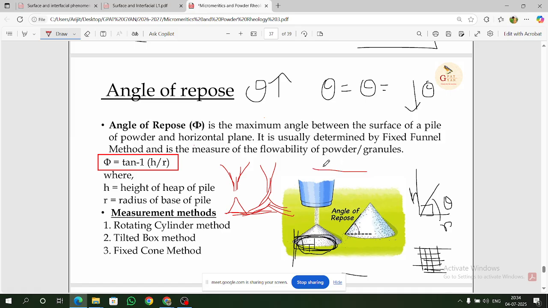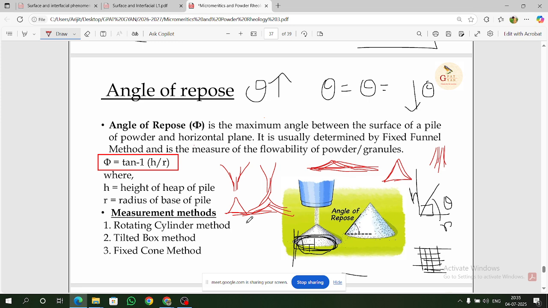It will properly disperse in every direction, right? But if the flow property is not very good, try to understand, visualize. It will slowly just come out under the influence of gravity, so it will just form one heap or pile. Okay, so that is the thing I wanted to know.